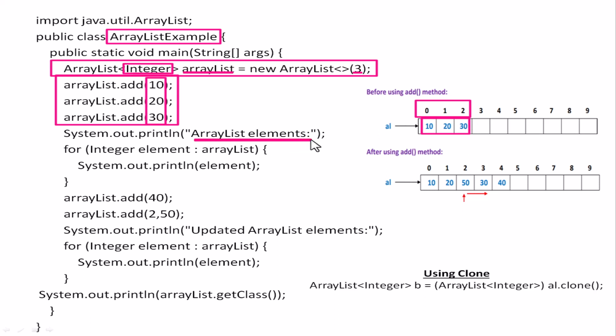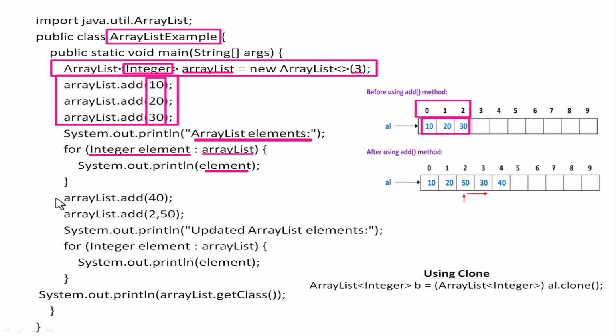We are going to print what the elements inside the array are. System.out.println array list elements. Here you are using an enhanced for loop, integer element. The element specifies the particular array you are looping through. The array list is holding all the elements inside the array, and element holds the value at the specified position. Now it is going to start from the 0th position, 10 will be inside the element. Next 20 will be contained inside the element and 30 will be contained inside the element. So now it is going to print 10, 20 and 30.